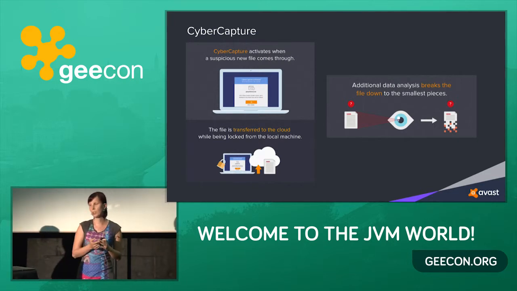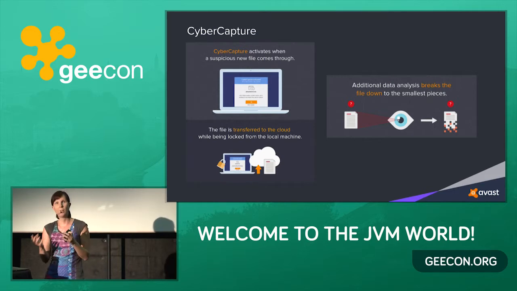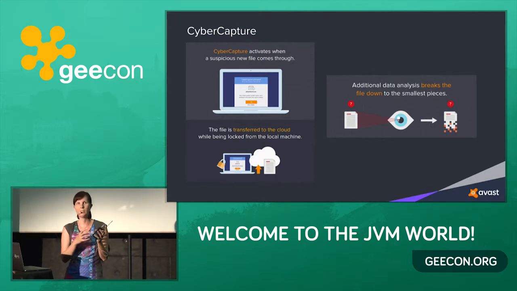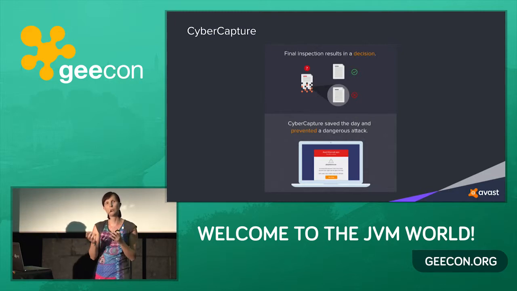The CyberCapture story starts on the computer of our user. The user usually downloads some file, and this file is suspicious. We don't know whether it's malicious or whether it's clean, because there are just limited things that we can do directly on the computer. So what we do is lock the file for the user, and we submit the file to the cloud. In the cloud, we perform some analysis on these files, and when the analysis is done, we return the result back to the client. So we tell them whether the file was malicious or whether it was clean. And if it was malicious, we just remove it from the computer.